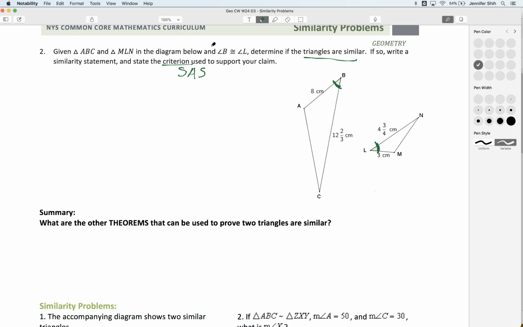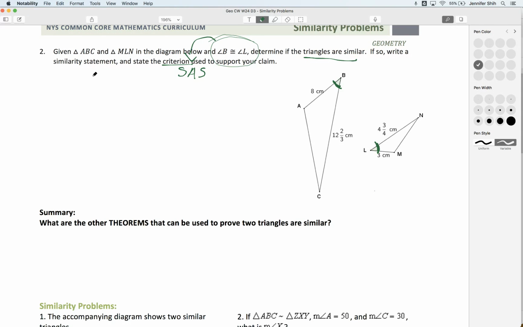If two of the sides are proportional, and the included angle is equal, then we can prove using side angle side that the triangles are similar. Similar to congruence, but not, because this is about similarity in proportions. If so, write a similarity statement and state the criterion used to support your claim. So we know that angle B and angle L are equal to each other. So that takes care of the angle part of side angle side.